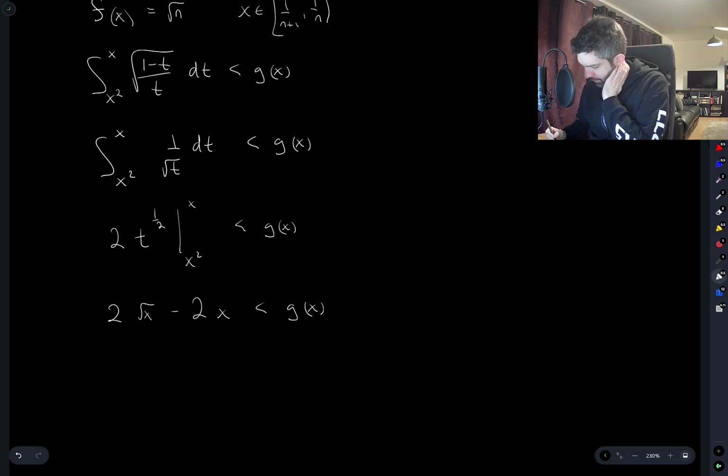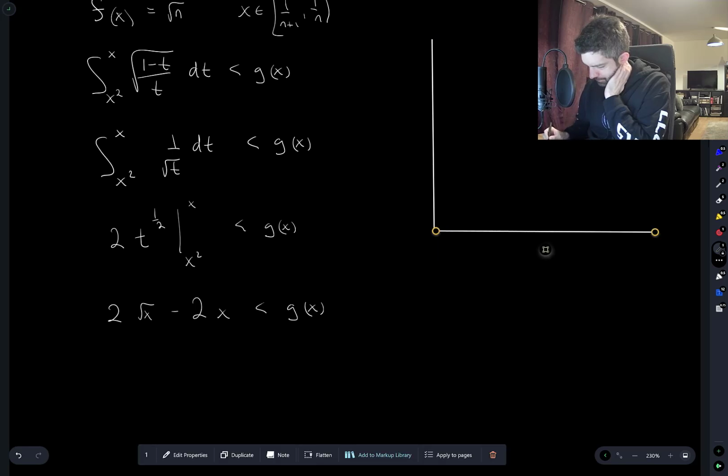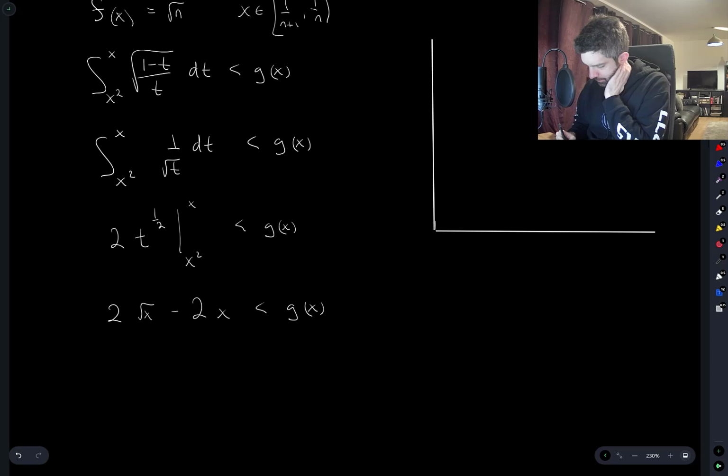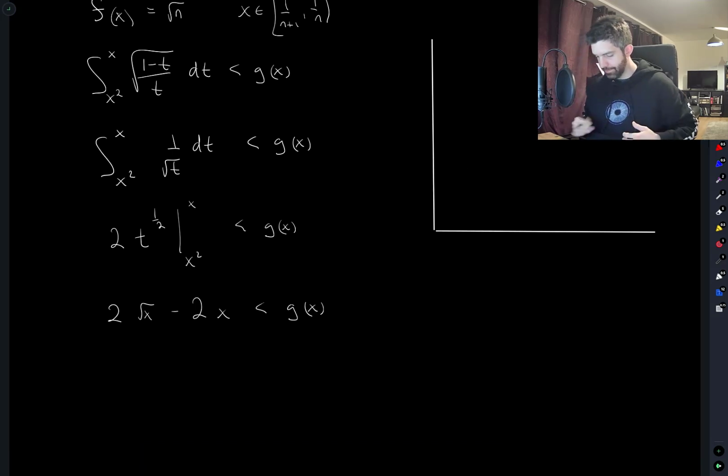What does this function look like? So root x looks something like that. x looks something like that. So for really small values of x, we get something positive. Okay, great.